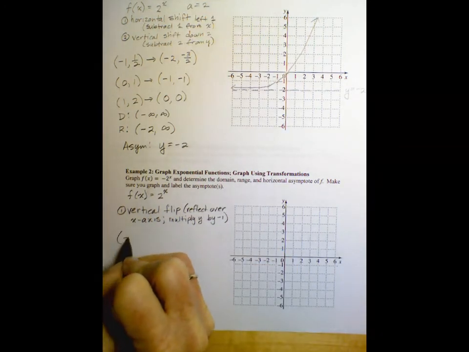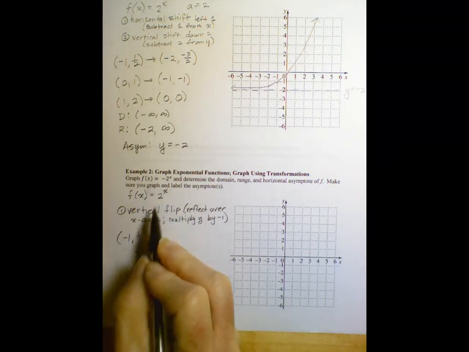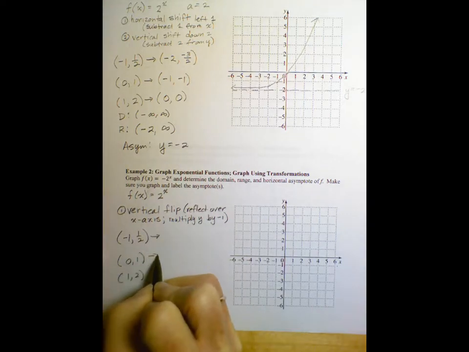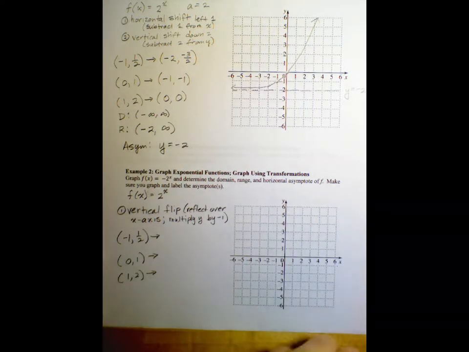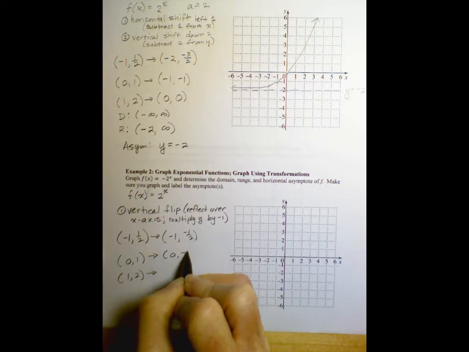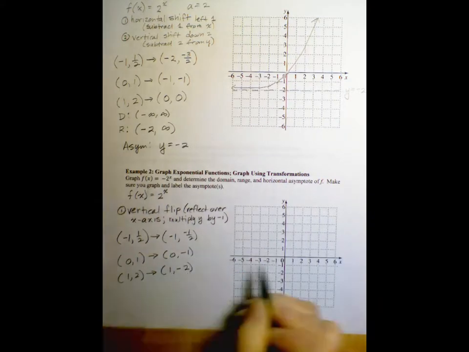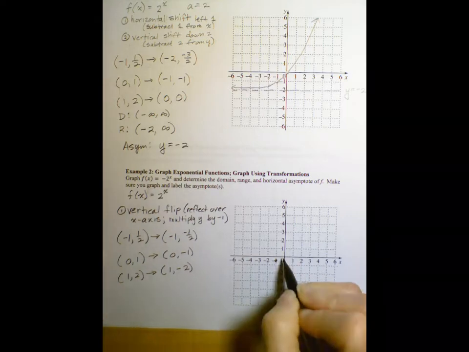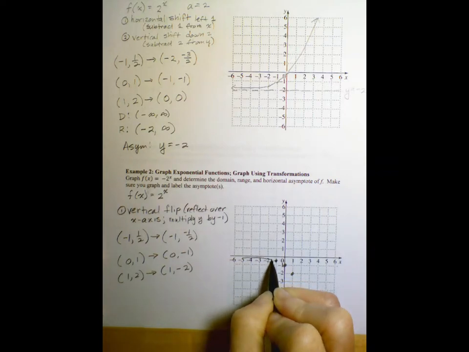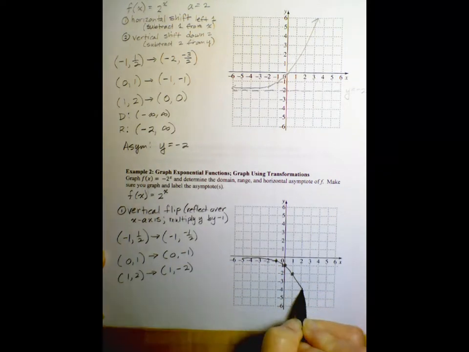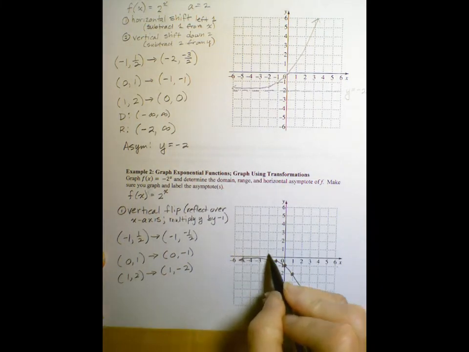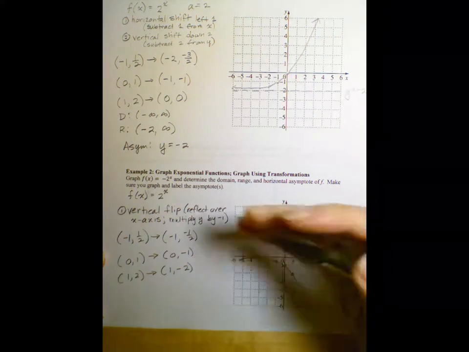So again, our points are negative 1, 1/2, because a is 2, then 0, 1, and 1, 2. The only thing that's happening here is all the y values will change sign. So we have negative 1, negative 1/2, we have 0, negative 1, and we have 1, negative 2. So we are here. Recall, the parent would have been skimming along like this, so we have reflected over.